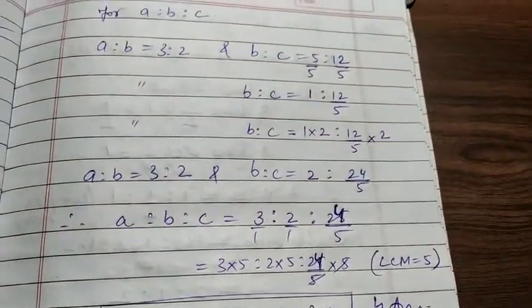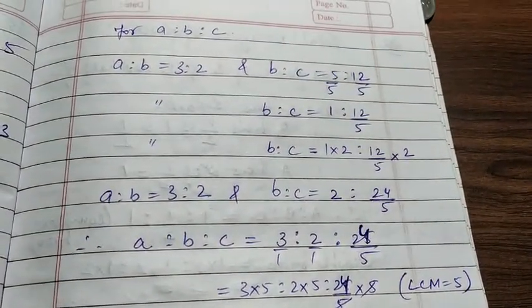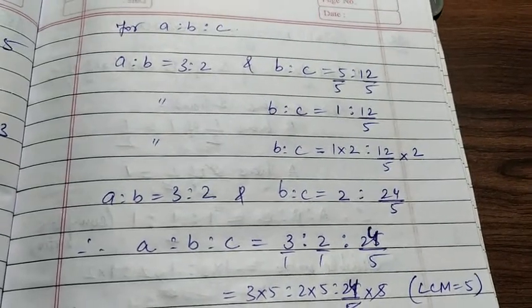Now we'll move on with the method how to find the continued ratio, that is A:B:C. Now A:B is given 3:2.